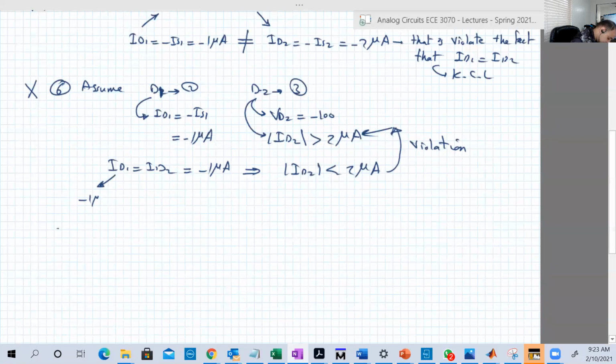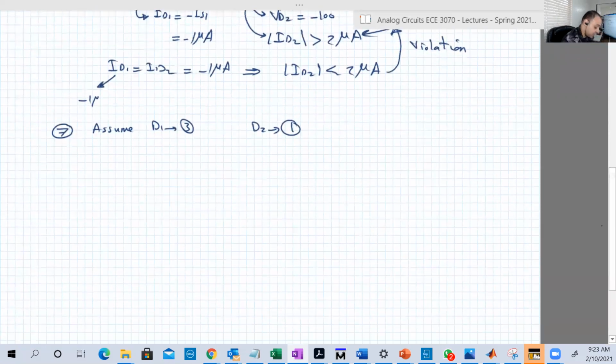Number 7. Assume D1 in 3 and D2 is in 1. That's maybe close to our solution. Okay. Our solution, remember, was D1 in 3 and D2 in 2. So let's go with this.